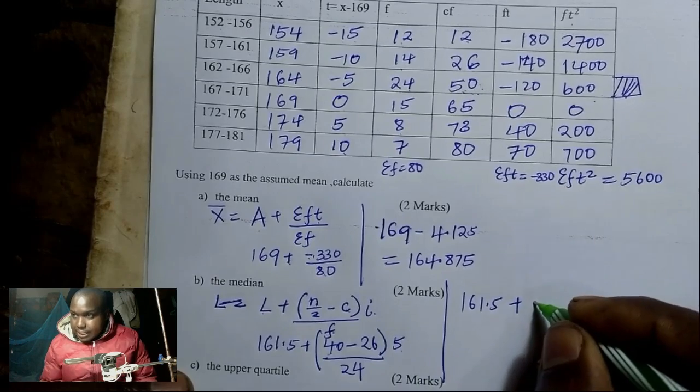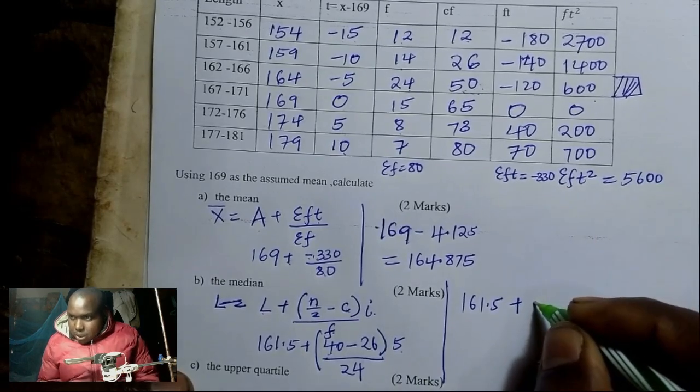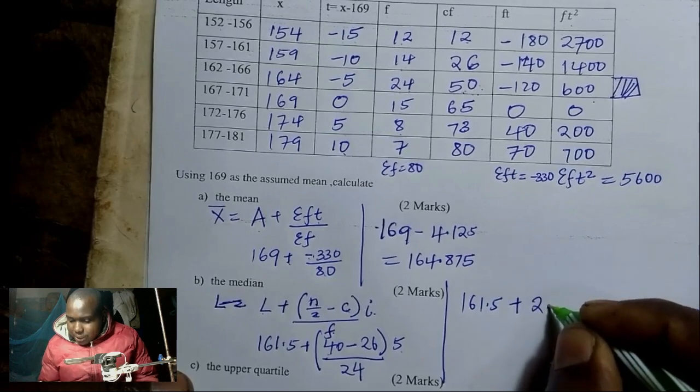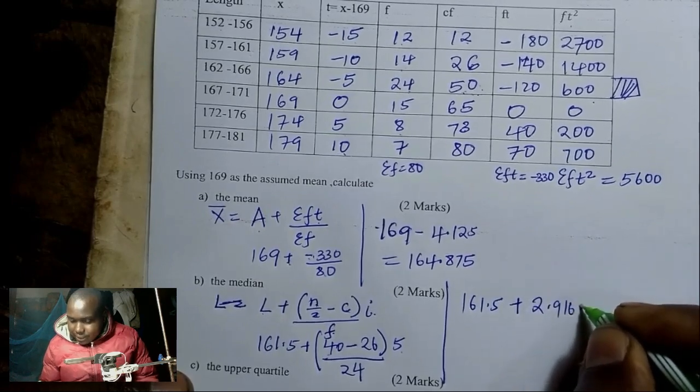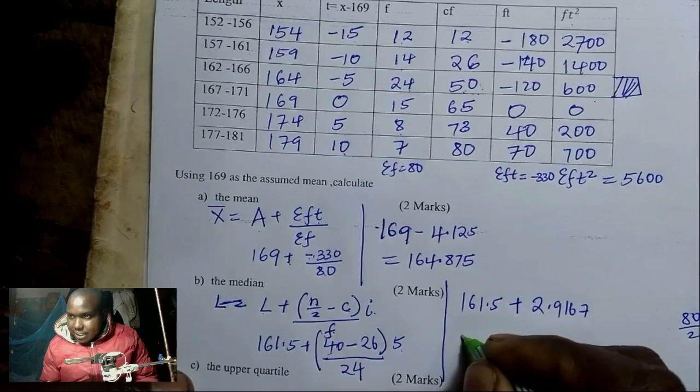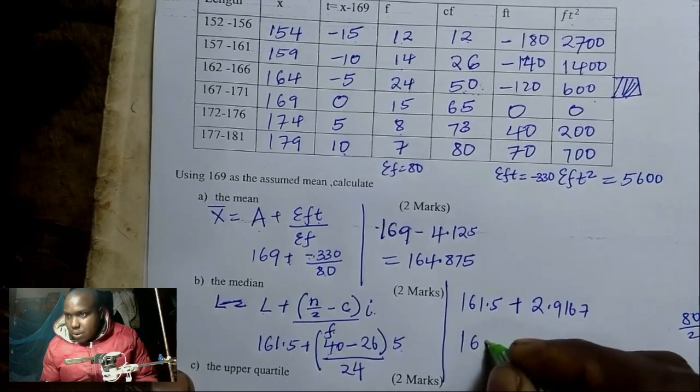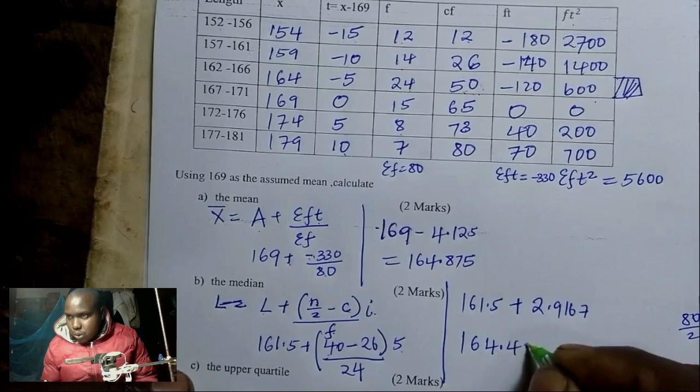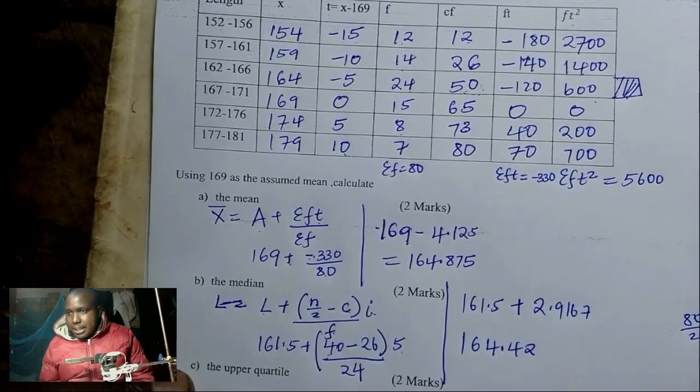the answer as 2.9167, and then now the median is 164.42, and that is our median, 164.42.